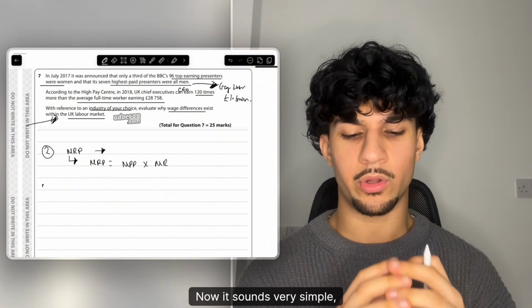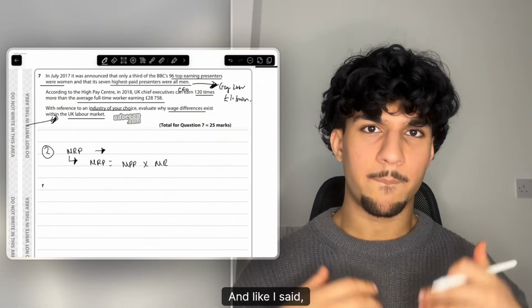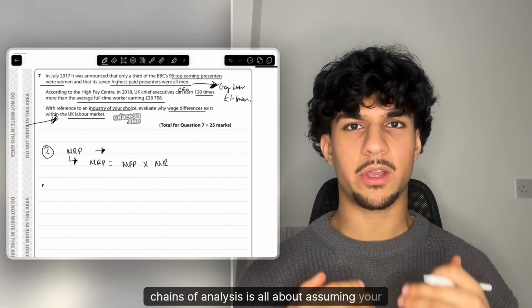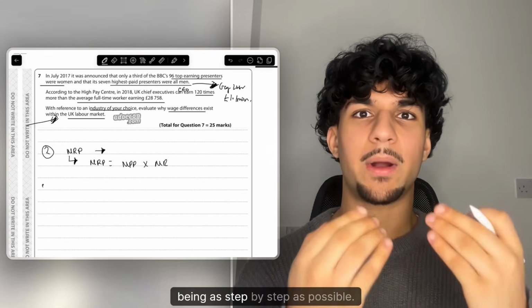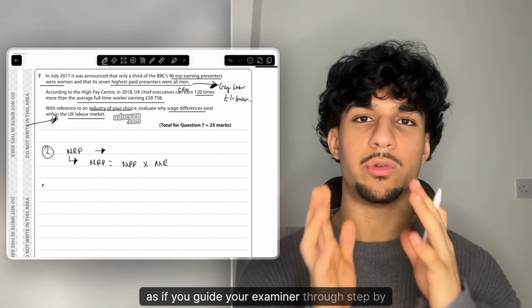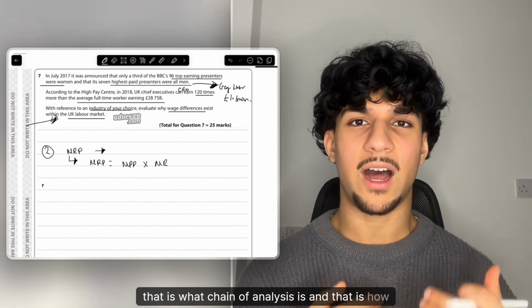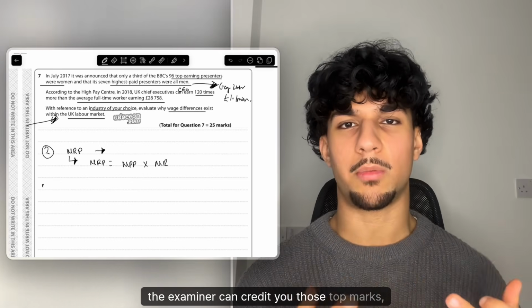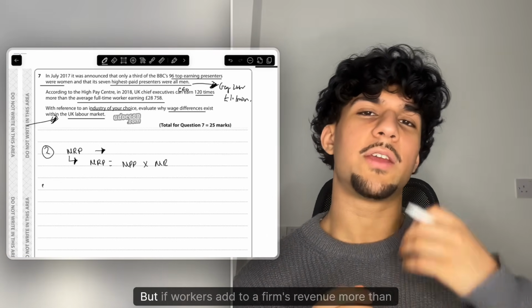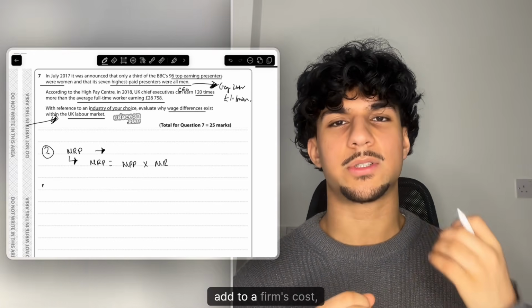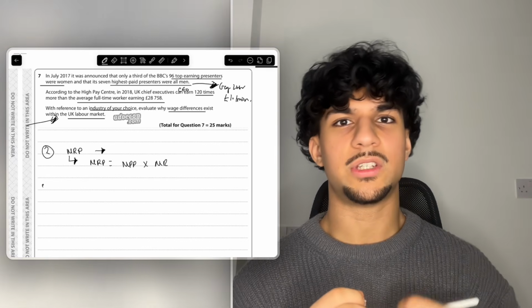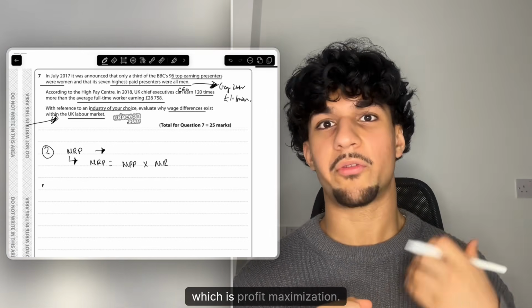Now that sounds very simple, but a lot of students forget this, and like I said, chains of analysis is all about assuming your examiner has no content knowledge, being as step-by-step as possible. As if you guide your examiner through step-by-step how you've come to this conclusion, that is what chain of analysis is, and that is how the examiner can credit you those top marks, that top band of marks. But if workers add to a firm's revenue more than they add to a firm's costs, this will allow the firm to further the objective that they have, which is profit maximization.